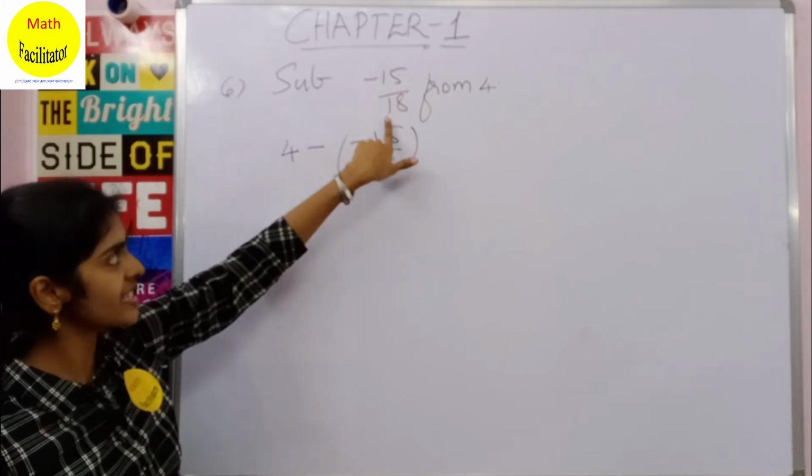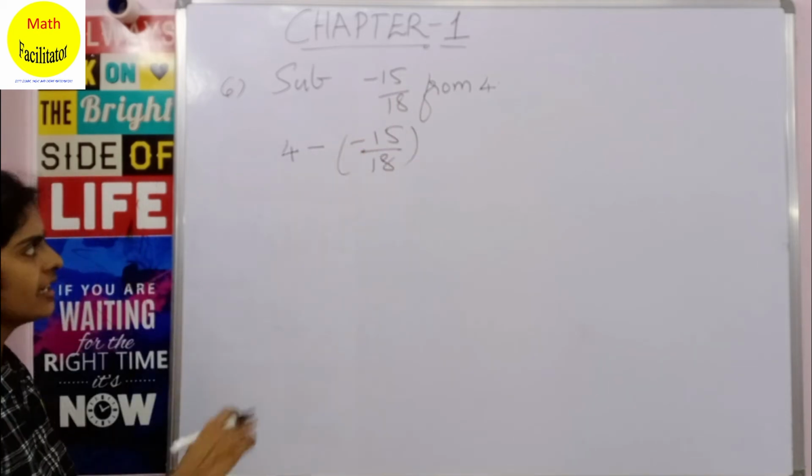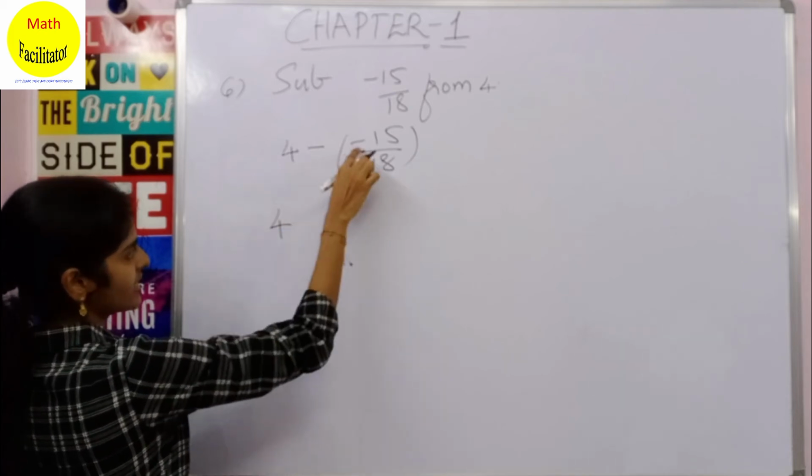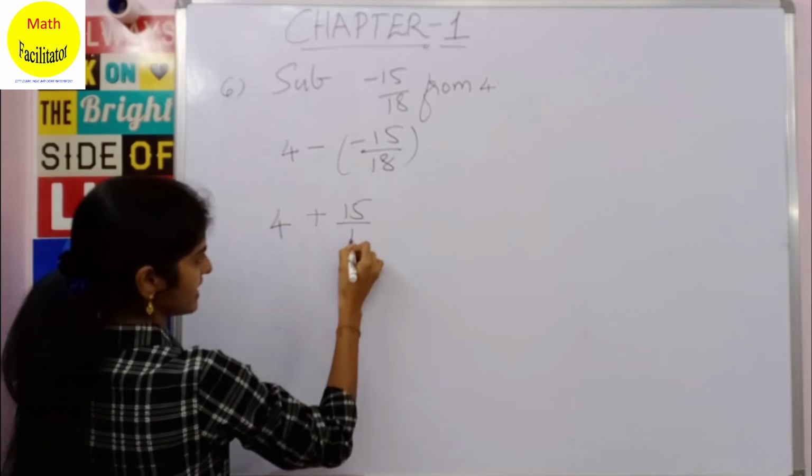You are subtracting minus 15 by 18 from 4. Okay, so it is 4 minus 15 by 18. Now it is 4, minus into minus is plus, 15 by 18.